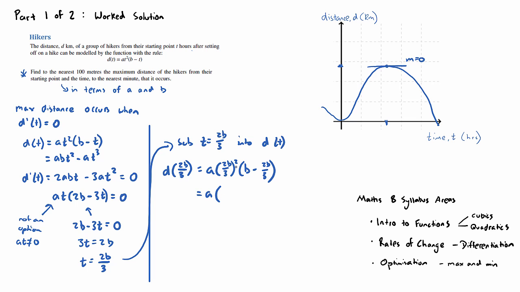Using indice laws, this will become 4b squared over 9. And I can write this all over a common denominator. I'm going to multiply this a by the first fraction, so it becomes 4ab squared on 9 outside of, now 3b subtract 2b on the numerator just creates b over 3. So finally this will become 4ab cubed on 27.